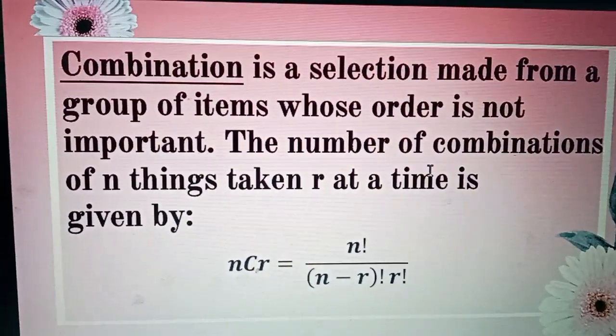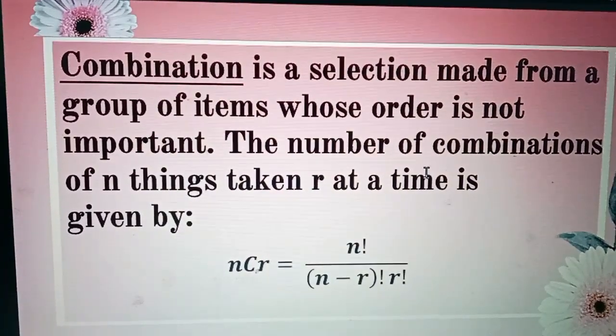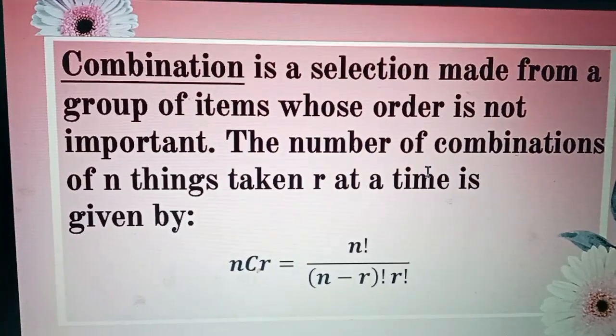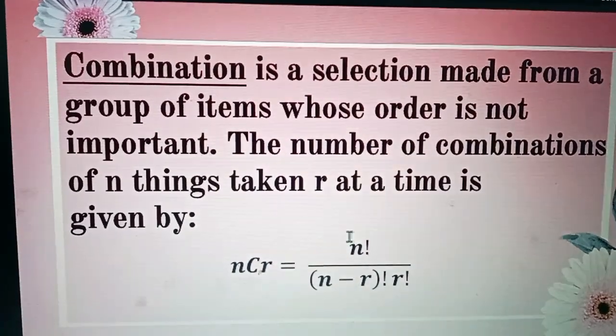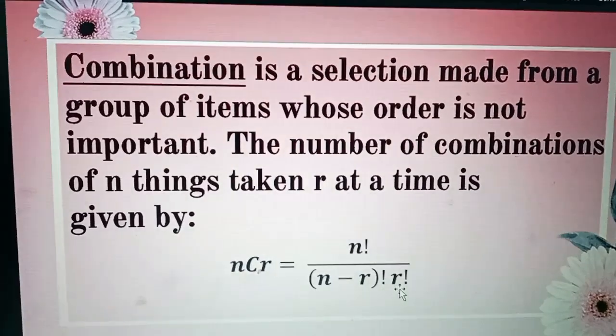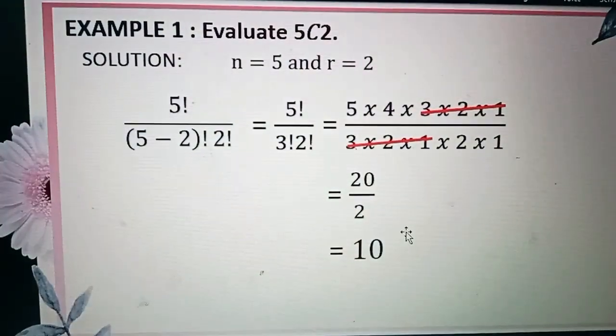So combination is a selection made from a group of items whose order is not important. The number of combinations of n things taken r at a time is given by nCr is equal to n factorial over n minus r factorial times r factorial. So this is about selection.